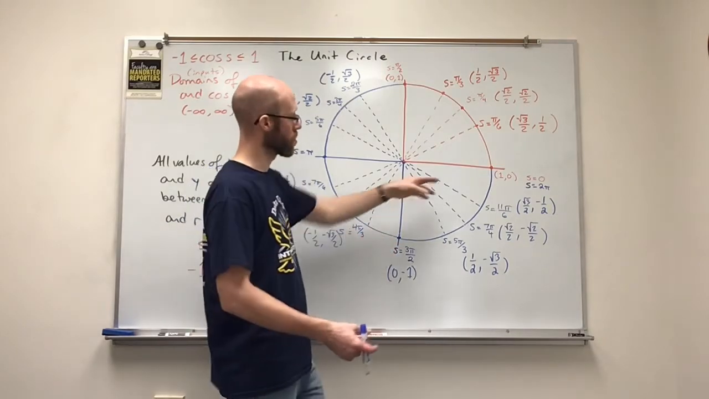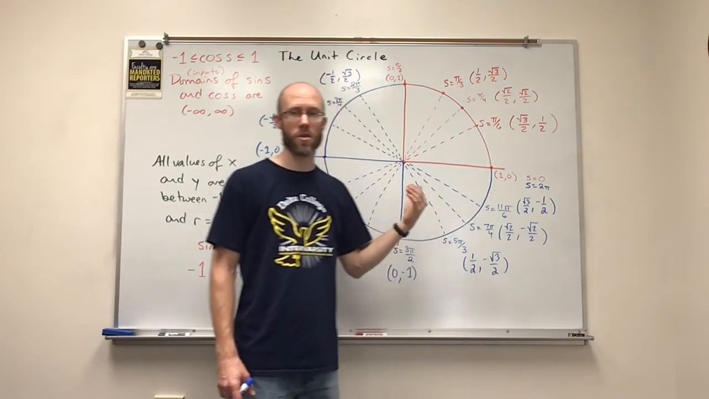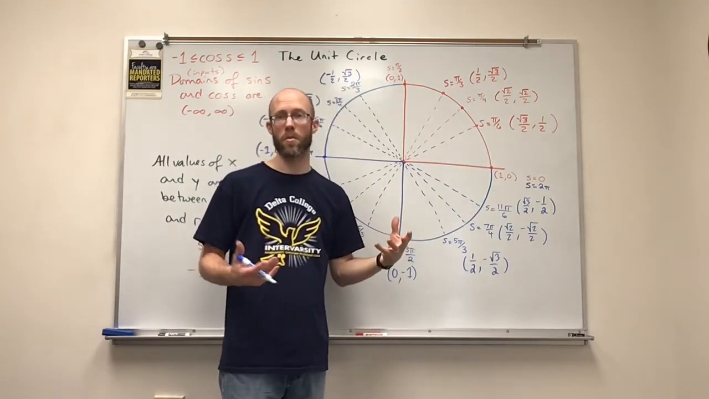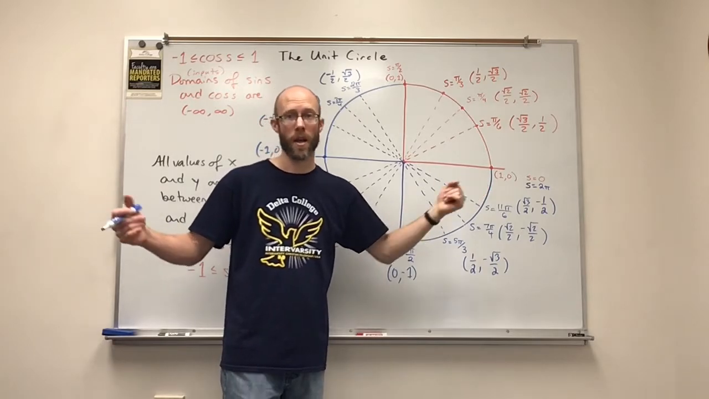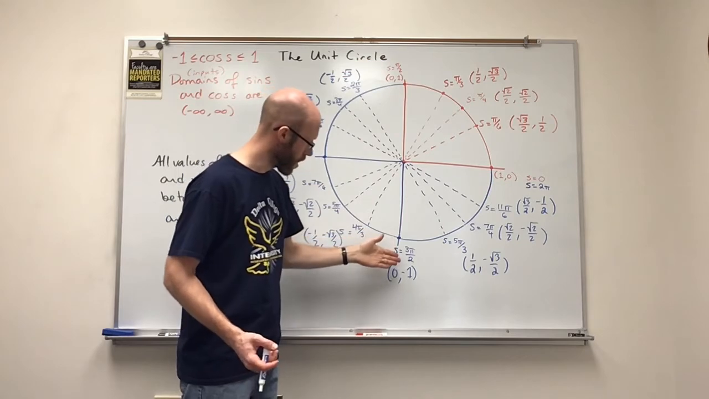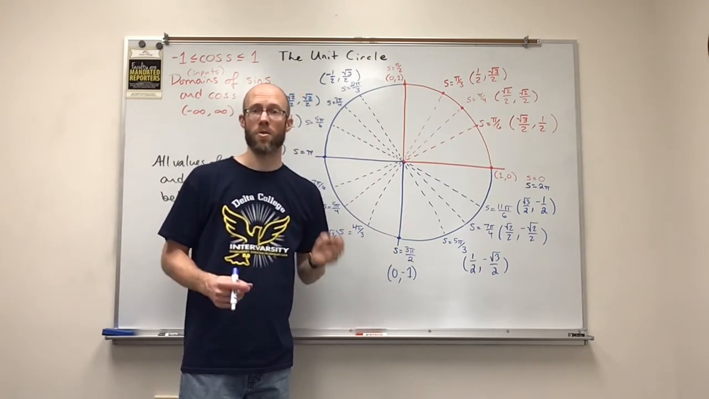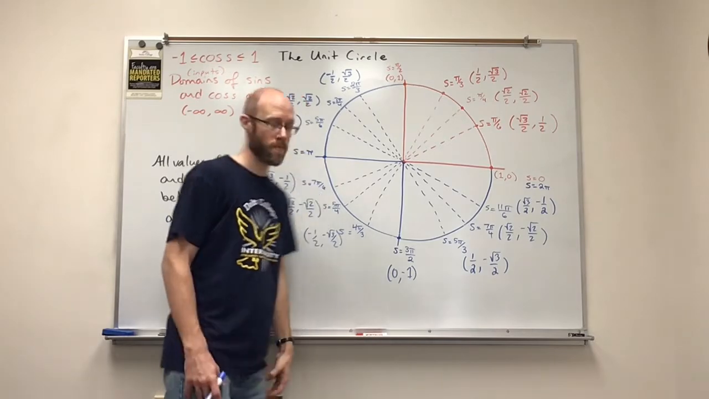All possible numbers. So any point in here, if you take the ratio of the y to the x, you'll be able to find some number between negative infinity and infinity. In fact, there's even some values here at pi over 2 and at 3 pi over 2 where the tangent is undefined. So those are some values we can't use, okay?